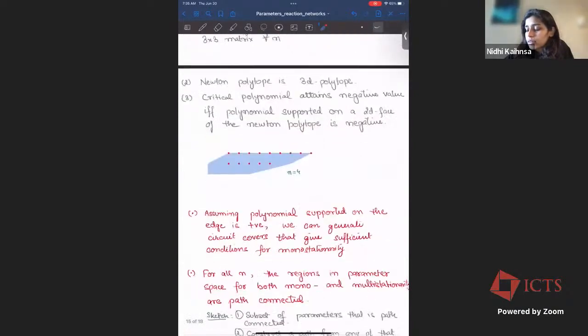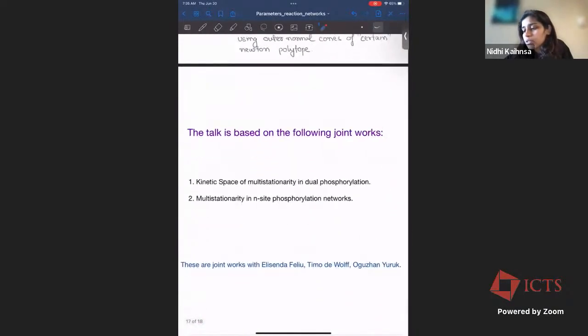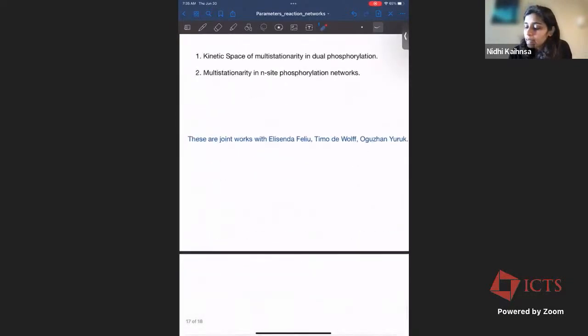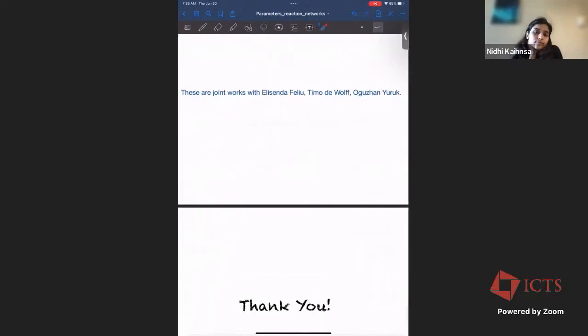So the talk is based on these 2 joint works. I should have said this earlier. They're both with the same authors: Elisenda Feliu, Timo de Wolff, and Oğuzhan Yürük. Elisenda is in Copenhagen, Timo is a professor in Braunschweig, and Oğuzhan is now a postdoc in Berlin. That's it. Oh yeah, thank you.